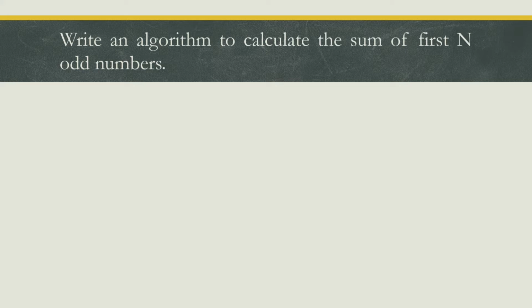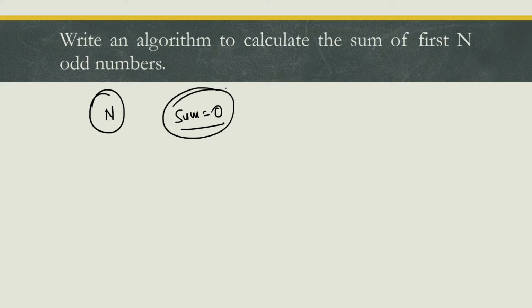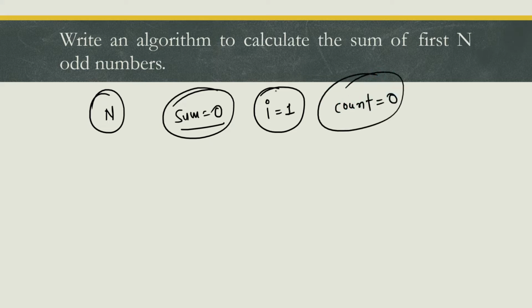So in this case, how do we solve this problem? Let me explain the logic here. We have to take the value n from the user, then we have to take a variable sum, and I will initialize this variable by 0. Then we have to take a starting point variable I. Then we have to take another variable count, and I will initialize this variable by 0. Why count? Because we have to match how many odd numbers we have processed so far.